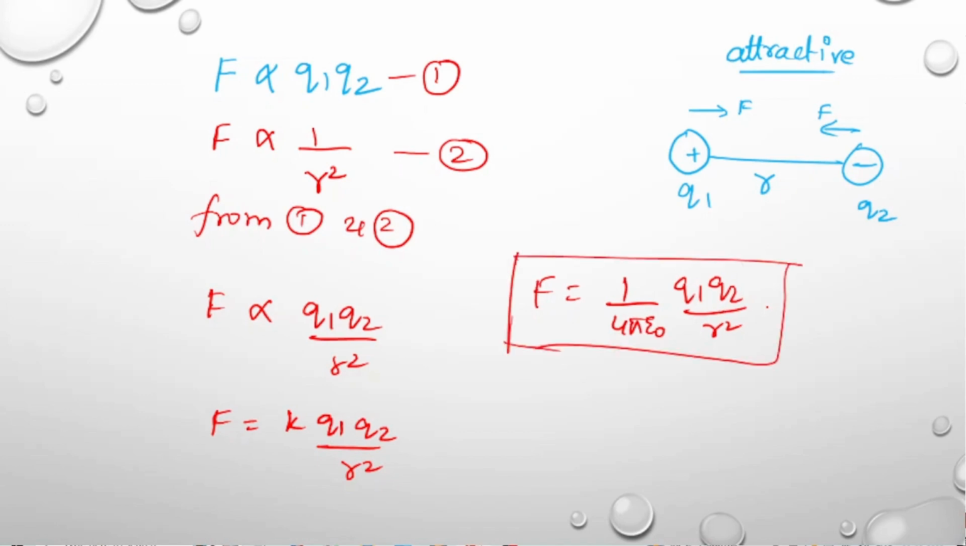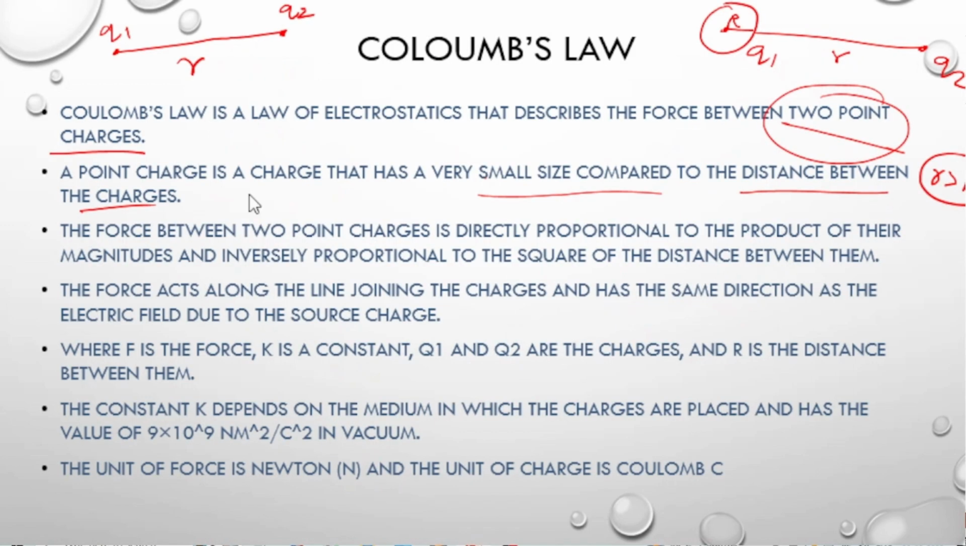So now listen. Now if you read, it will be easy for you. That's it. We have completed. So the force between two point charges is directly proportional to the product of their magnitudes, that is the charges over here, and inversely proportional to the square of the distance between them. Very simply we have completed. Next up. The force acts along the line joining the charges and has the same direction as the electric field due to the source charge.